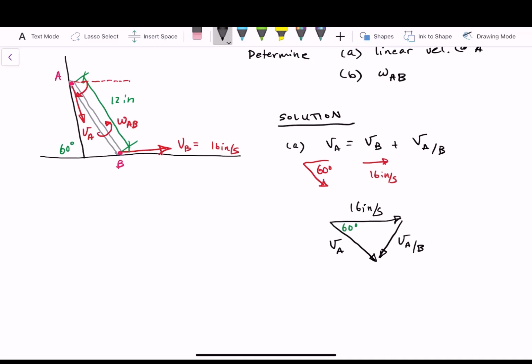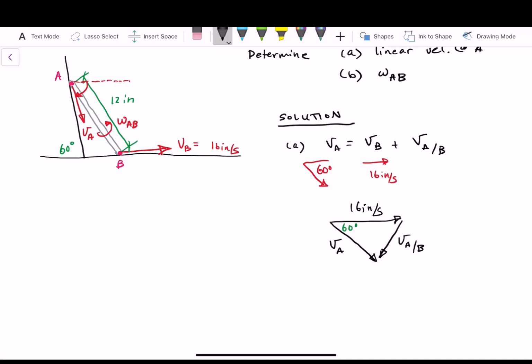Now the problem is that we only have one angle and we only have one side. If we did know what VA is, we could have used the cosine law, but we don't have that. So there must be a way that we can get at least one more angle out of this. And that would be going back to how we interpret what VA with respect to B is.